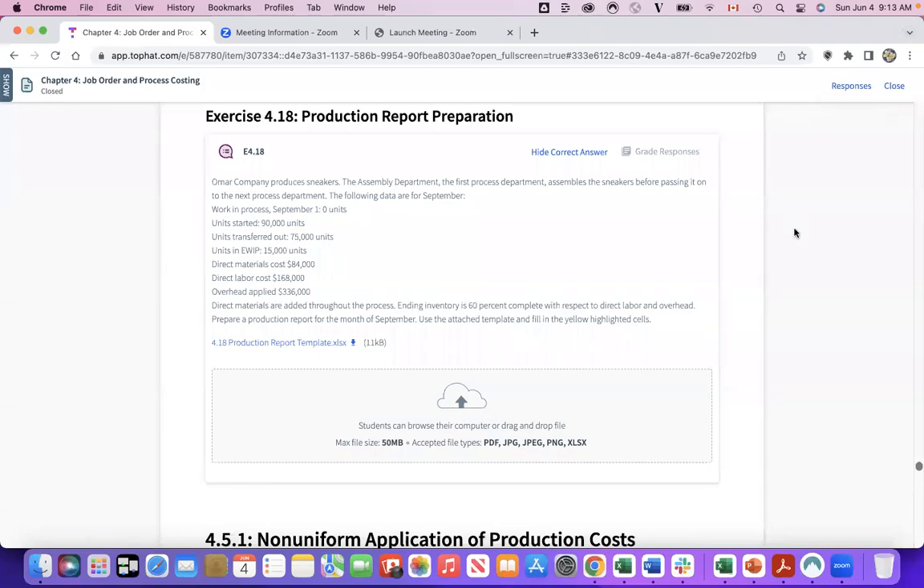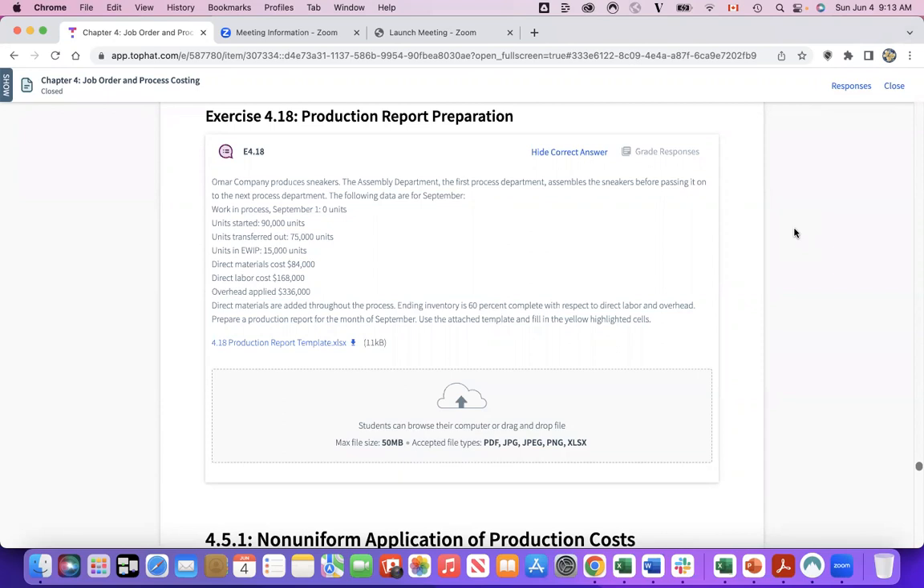All right, so we're going to prepare a production report here for the creatively named Omar Company. Remember, production report, this is the end deliverable for a process costing system that a company would have in place. When would a company want to have a process costing system in place?